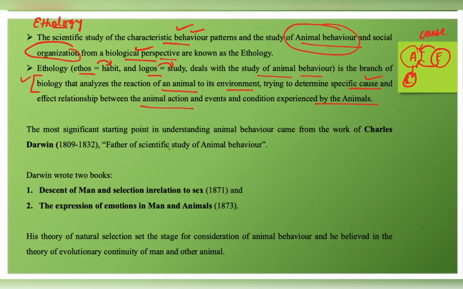Now the most significant starting point in the understanding of animal behavior came from the work of Charles Darwin. In this timeline, he was known as the father of the scientific study of animal behavior, and he is still known as such. Darwin wrote two books regarding this. First is The Descent of Man and Selection in Relation to Sex in 1871, and then there is one more book, The Expression of Emotions in Man and Animals. In both of these books, Darwin talks about the behavior of animals.